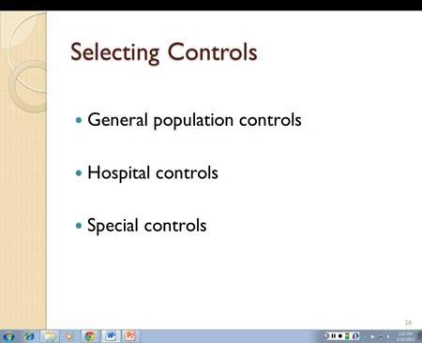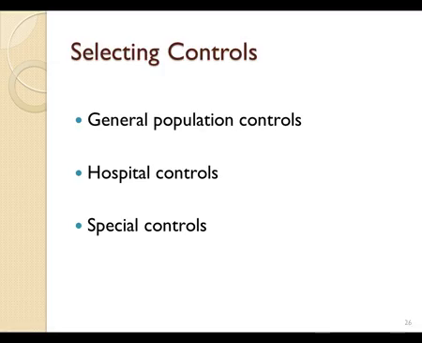Now, ideally, we want to identify controls using the same mechanism we use to identify the cases. There are three main ways to identify controls. Now, the general population controls are most often used when cases are selected from a defined geographic population. Hospital controls are used most often when cases are selected from a hospital population. And finally, special control groups like friends, spouses, siblings, and deceased individuals can also be used. However, these special controls are less frequently used than general population or hospital controls.